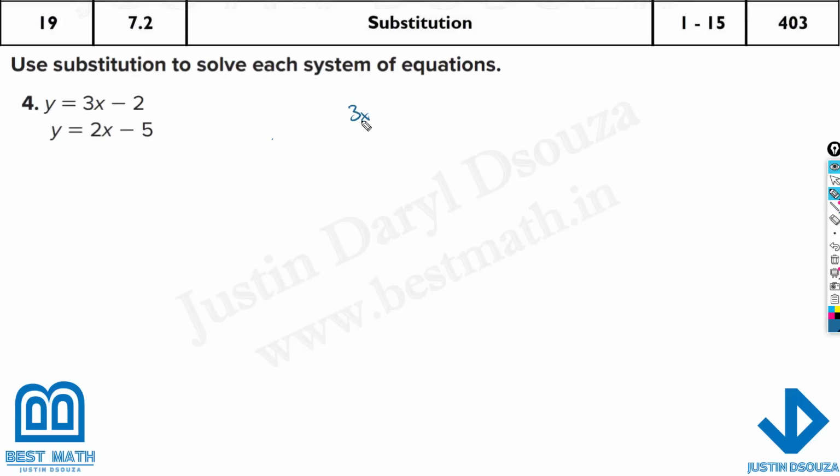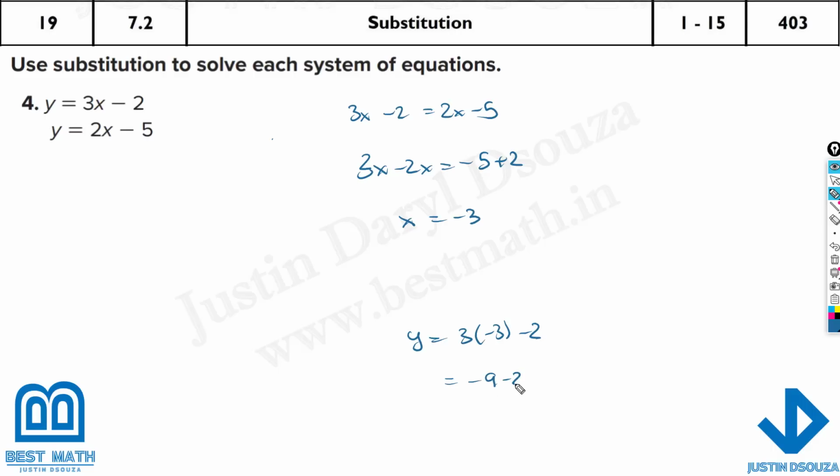It'll be 3x minus 2 equals 2x minus 5. 3x minus 2x will be equal to minus 5 plus 2. X will be equal to minus 3. And then you substitute it in any of the equations. Y equals 3 times minus 3 minus 2. So it'll be minus 9 minus 2, that is negative 11, that is equal to y. So the answer is minus 3, minus 11. So that's the answer.